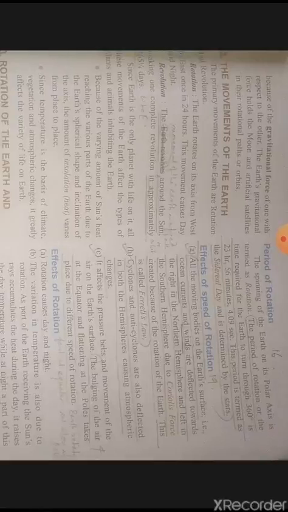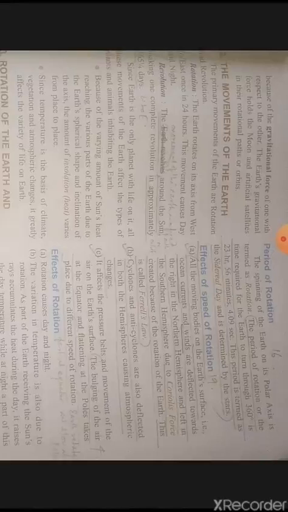The earth rotates on its own axis. This axis is an imaginary line passing through the center of the earth which spins when the earth rotates. The axis of the earth makes an angle of 66.5 degrees to the orbital plane, or 23.5 degrees to the vertical plane. This tilting of the axis is called the inclination of the earth's axis.